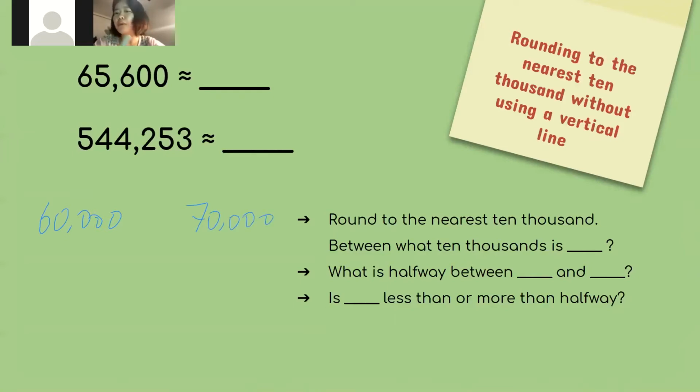And what is the halfway between 60,000 and 70,000? And there is 65,000. And is 65,600 less than or more than this halfway point? The answer is more than. And when the number is more than the midpoint, we will round this number up. So the answer for this one is 70,000. 65,600 is almost equal to 70,000.